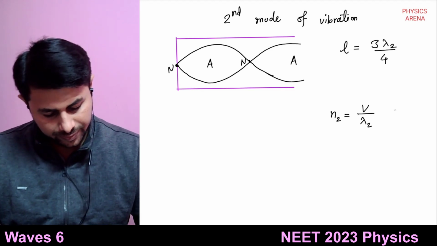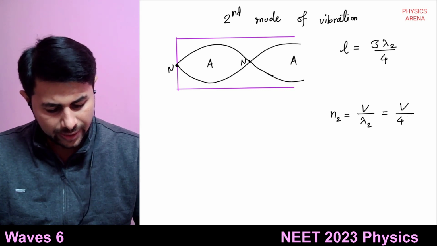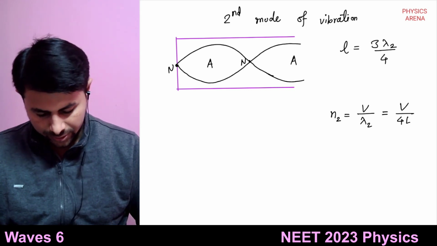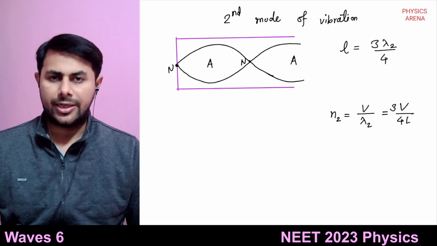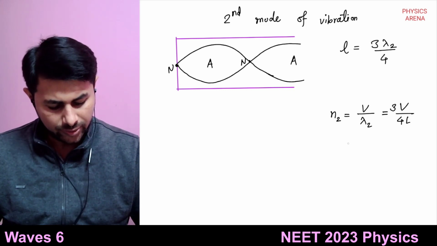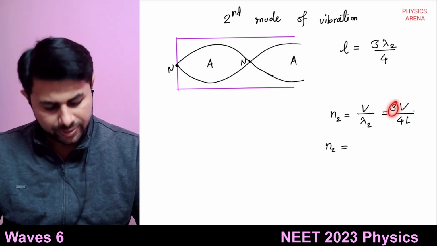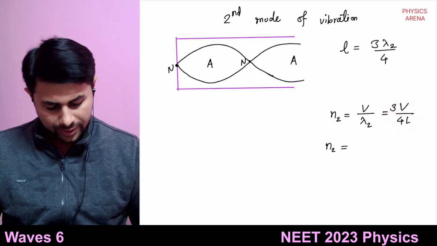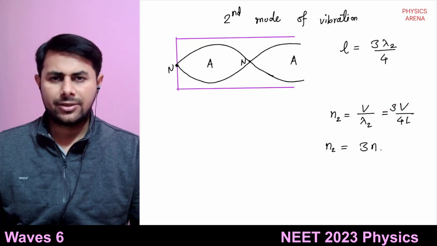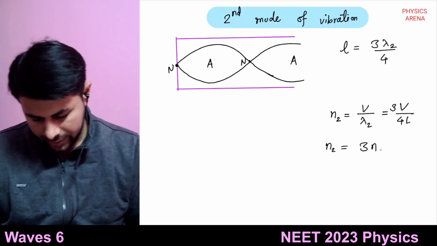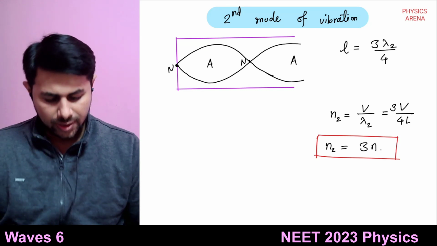So what do you get? You get N2 equals V divided by 4L divided by 3. The 3 is in the denominator of the denominator, so it goes to the numerator. So how much is the frequency? N2 is equal to 3 times V upon 4L. That is, it is equal to 3 times the fundamental frequency of vibration. So N2 is equal to 3 times N.